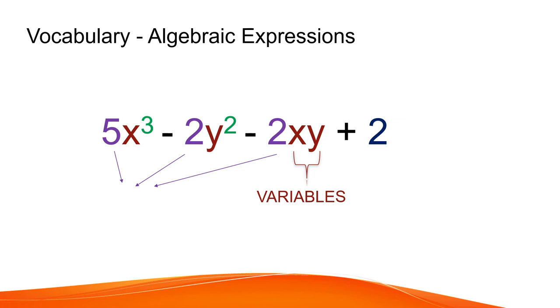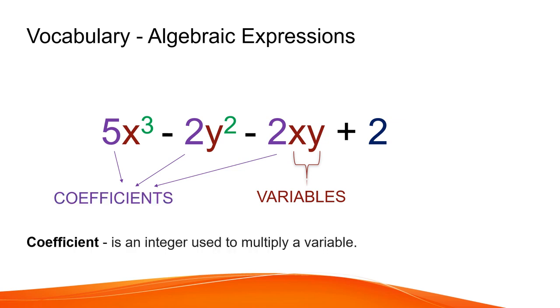Other than a variable, we've got something very nice we call a coefficient. A coefficient, by definition, is an integer used to multiply a variable. A number in front of a variable, or an integer used to multiply a variable, is known as a coefficient. Generally, and most famously, we would just say a number next to a variable. That is a coefficient.